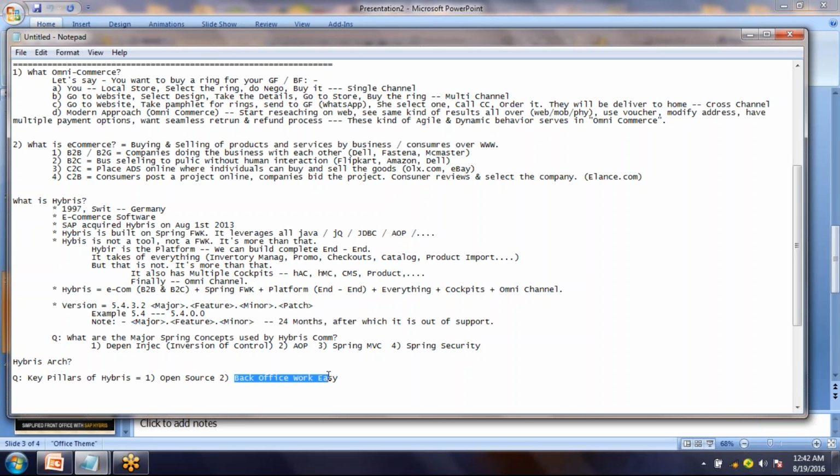What is happening? Tomorrow some promotions come, some offers come. Then the team has to go and publish those promotions. That means they need to do some UI changes, and they need to give some discounts when customers select the product and do the checkout. They need to do so many calculations and some UI changes. To do that, Hybris gives these cockpits. Using these cockpits, you can do all that back office work very easily and efficiently.